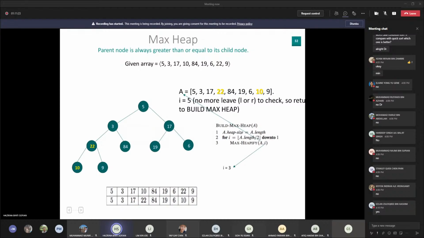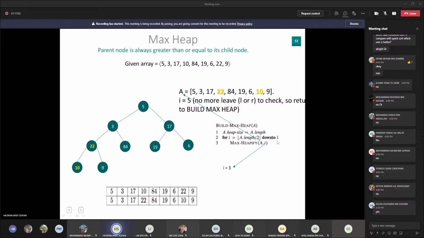84, 19, 16, 10, and 9. Because we need to read the array like this, so we have the new array. Right now, because this is divide and conquer where they use a recursive function, they will call itself using the new array. So the new array is no longer here. When it calls itself again, it will provide this array.